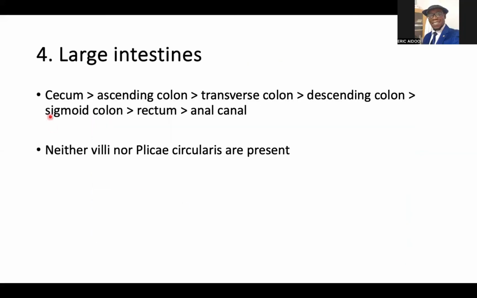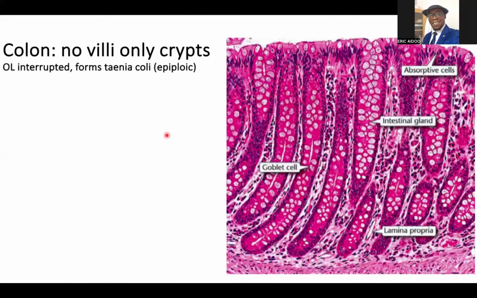So for the large intestine, we are looking at the cecum, ascending colon, transverse colon, descending colon, sigmoid colon, and then the rectum and anal canal. Neither villi nor plicae circulares are present in the large intestine. So that is one very, very prominent characteristic you need to take home. You can see that there are no villi because the surface is continuous. Okay, that is the epithelial surface.